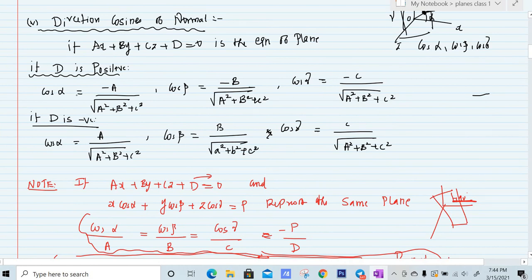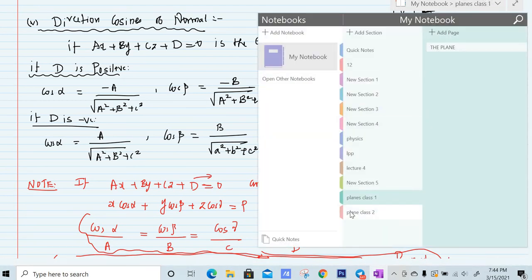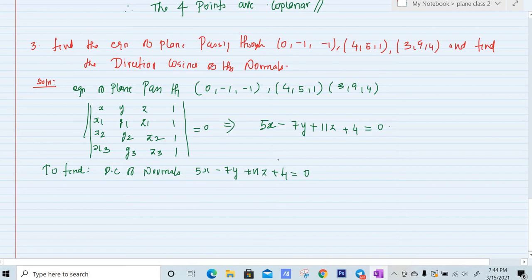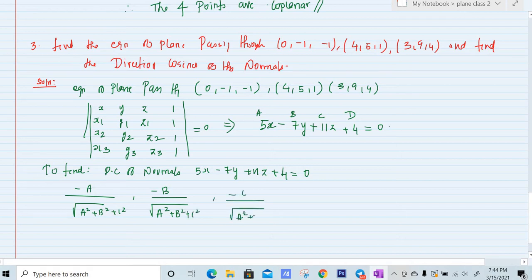So if d is positive, our cos alpha will be minus a divided by square root of a square plus b square plus c square. Cos beta will be this formula, cos gamma will be this formula. So we need to find the direction cosines of normal to this plane. You can see our d is positive. So if d is positive, we will have minus a divided by square root of a square plus b square plus c square, minus b divided by square root of a square plus b square plus c square, and minus c divided by square root of a square plus b square plus c square.